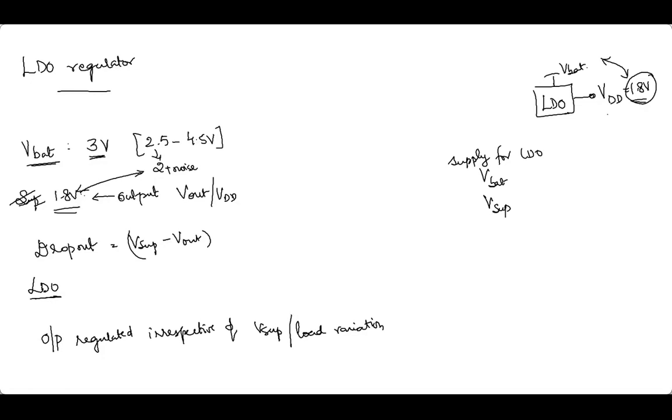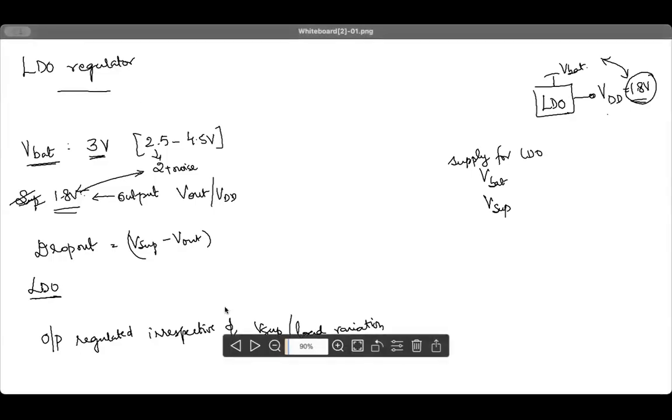But with the higher nodes, higher technology, where the battery voltage is higher, it may not always be low dropout, but it is a regulator for sure. There is no distinction between when to call something an LDO and when to call something just a regulator. There's nothing like that. We can still call it an LDO regulator. In short, we just call it LDO. Okay.